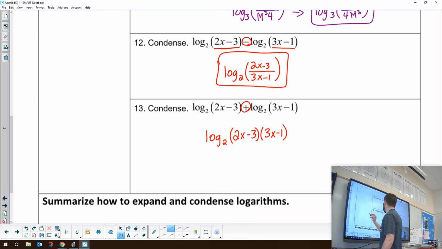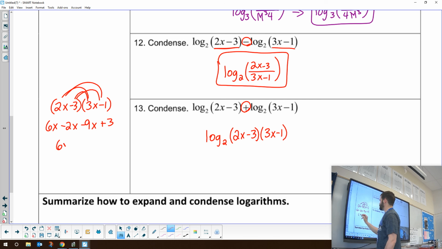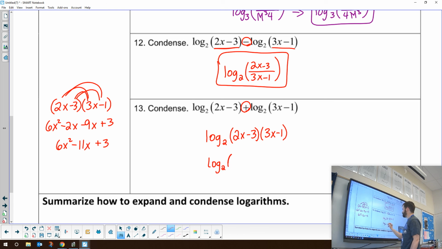And this one we're actually going to work out. We can take this off to the side and we can FOIL it. We can go 2x minus 3 times 3x minus 1 and work this out. 2x times 3x is 6x squared. 2x times negative 1 is negative 2x. Negative 3 times 3x is negative 9x. Negative 3 times negative 1 is 3. So then we got 6x squared minus 11x plus 3. And so we can just rewrite this as log base 2 of 6x squared minus 11x plus 3. Fully condensed as much as we can.